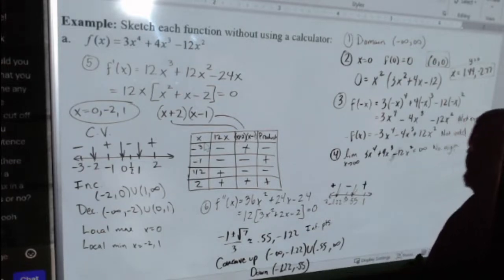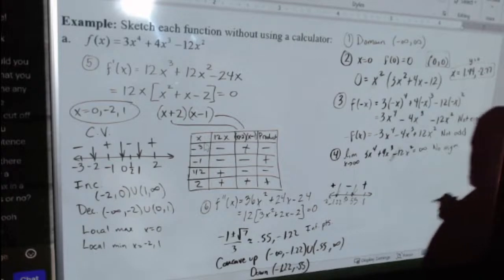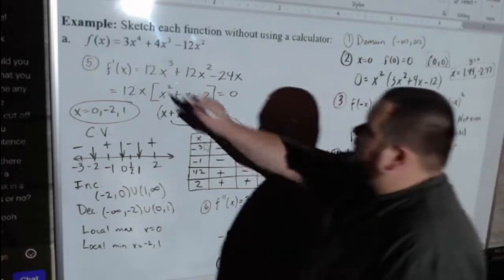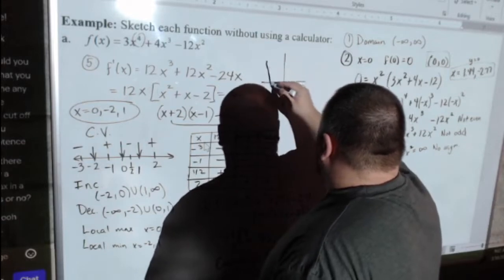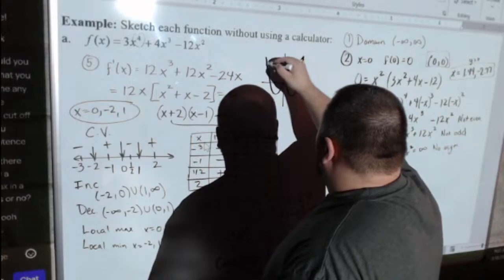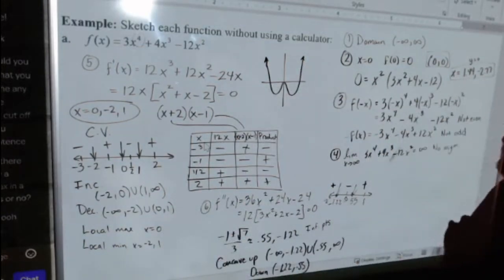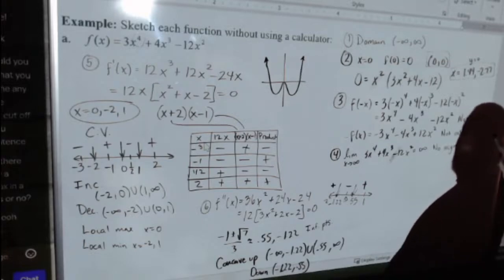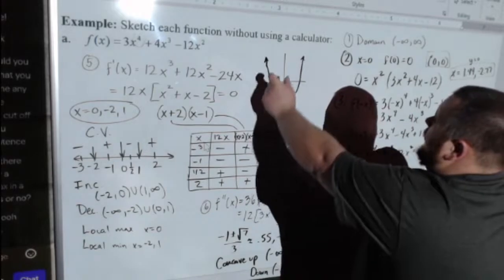Now it's our job to use all this information to figure out what this thing looks like. So it's an x to the 4th, which means in general we'd expect it to look something like this. But that is symmetric, and we've been told that this is not symmetric. So one of these sides is going to be a little longer than the other.